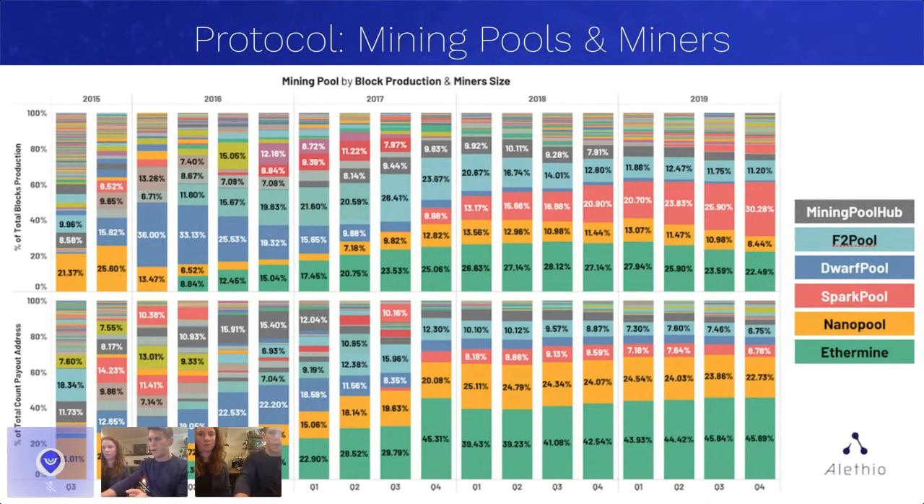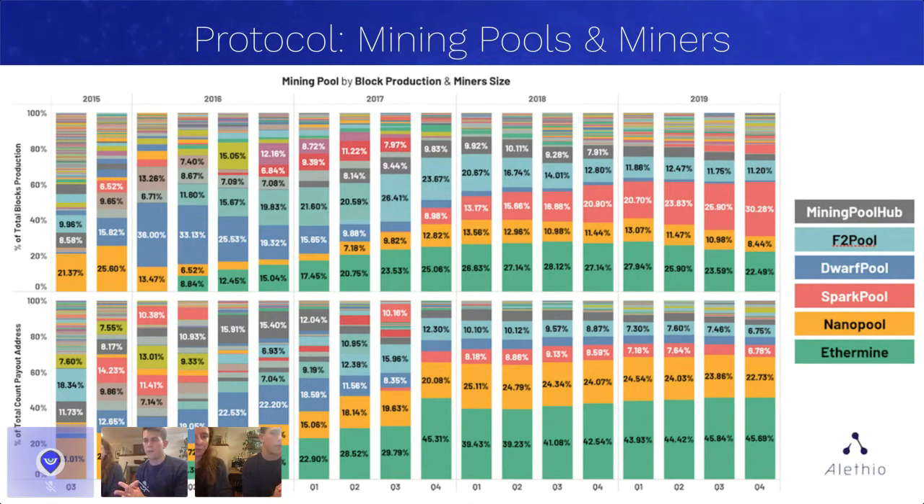The bottom graph shows of the on-chain addresses that are paid mining rewards, what percentage of those payouts each mining pool is responsible for. So it's important to note that this data is only particularly insightful for mining pools that pay out their mining rewards directly to users' on-chain addresses. Some mining pools pay miners through direct deposit or other off-chain methods that can't really be tracked with this data. But this is still a very good reflection of mining pool concentration and behavior across Ethereum.